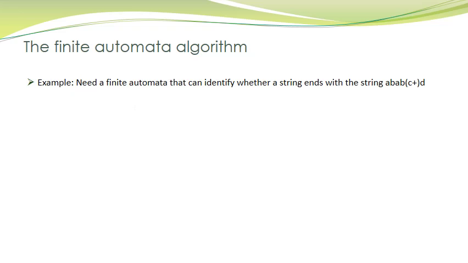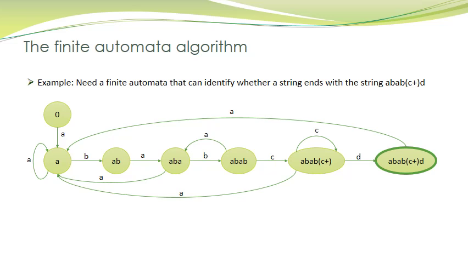So say we needed our FAM algorithm to identify whether a string ends with the string ABAB C+ D. The easiest way to see how it would do this is to look at a state diagram. In this diagram, the set of states Q is represented by the green circles. The start state is state 0, and the accept state is the final state ABAB C+ D. The transition function is represented by the arrows. If there is no arrow for a particular input character, this means that on this input we go to state 0.